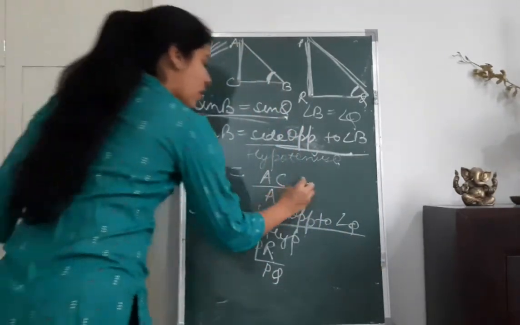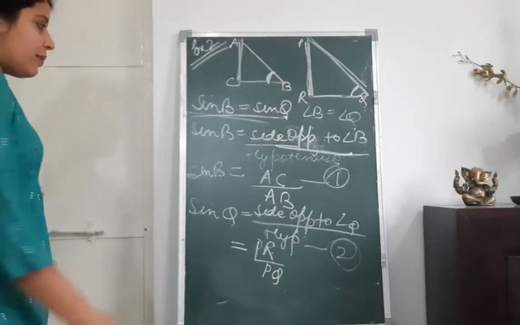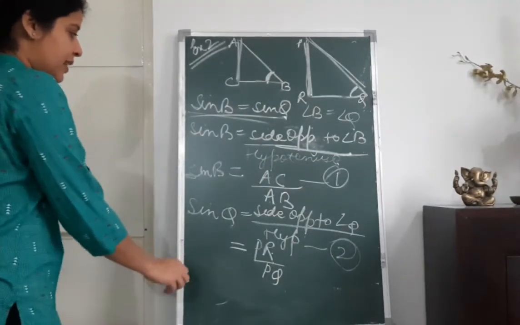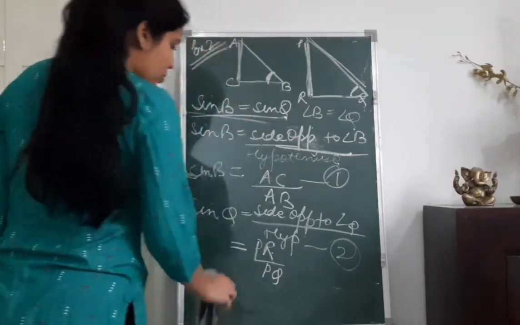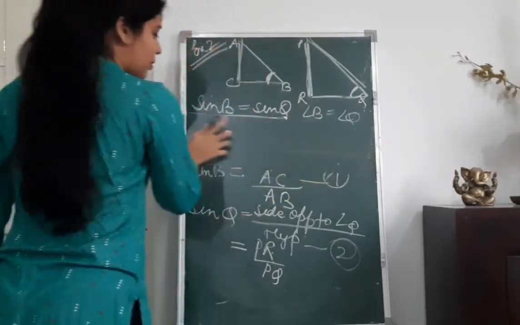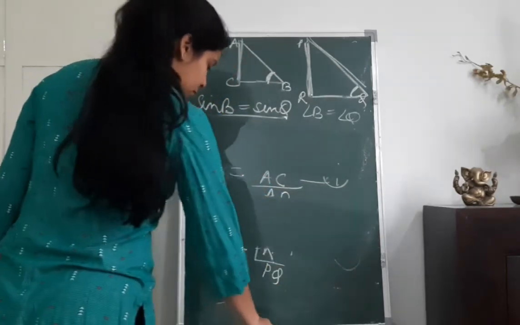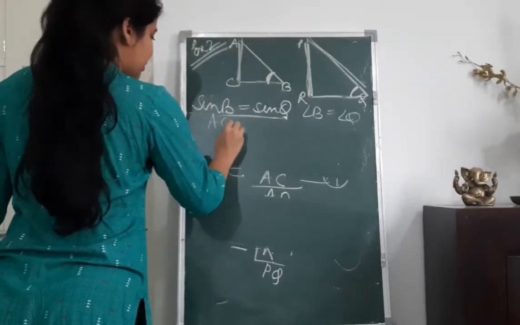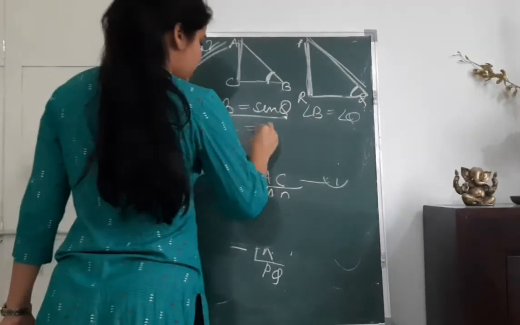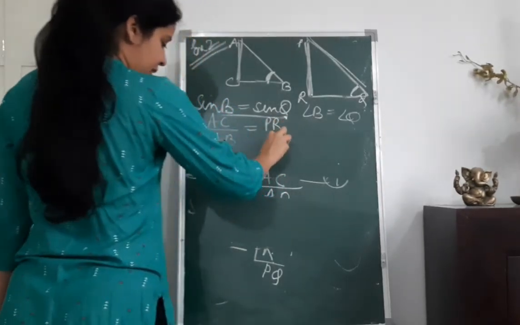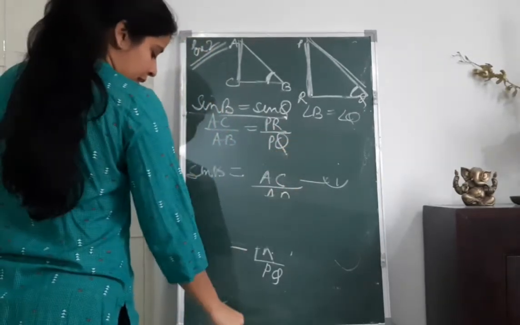Right? And now I can equate 1 and 2 as given in the question, because it is given in the question that sin B is equal to sin Q. So using this, can I say AC upon AB is equal to PR upon PQ? Can I say this?